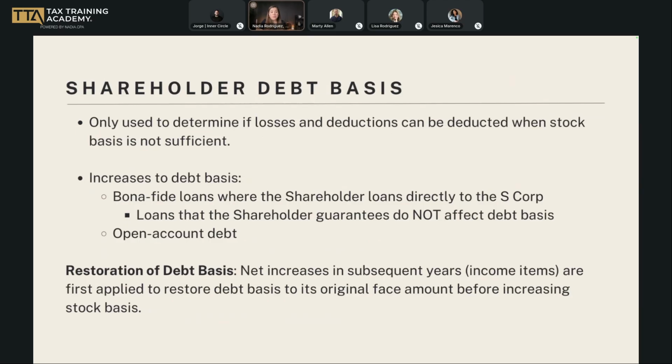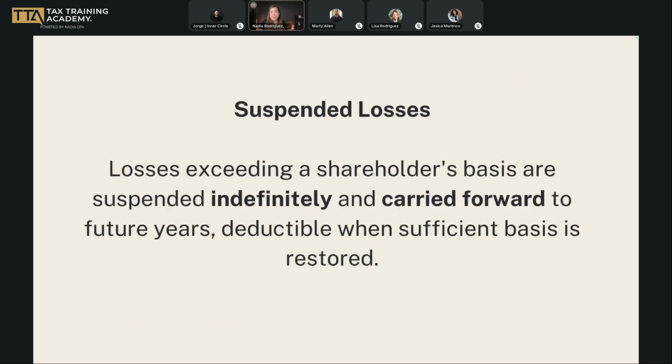And we know if you fail the basis test, if there is a loss from the K1 and the shareholder stock basis and debt basis is now zero, because you can never go below zero, what happens to that loss? That loss is suspended. And we learned suspended losses: you can carry them forward forever until you start recovering some of that stock basis. Then we can start releasing those suspended losses and are able to deduct them against other income on our 1040.